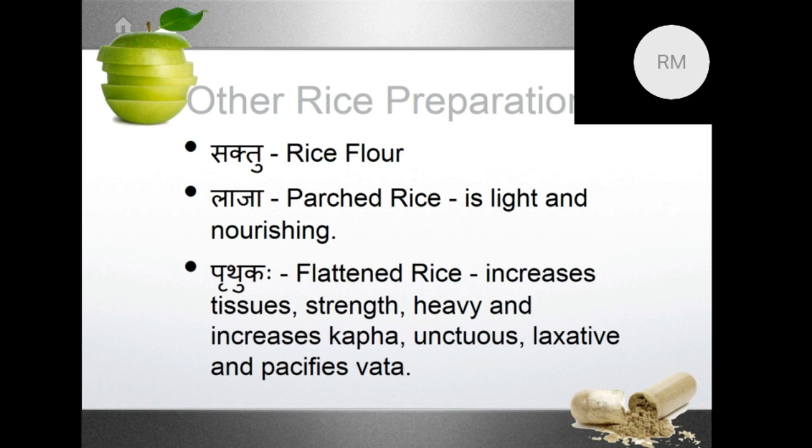So we discussed rice and its different preparations and processings, and how changes in either the preparation or the processing can have different impact on not only its calorie value but also its medicinal properties.